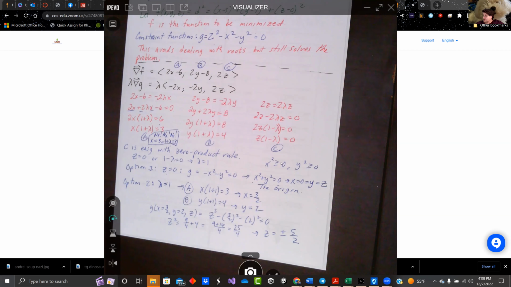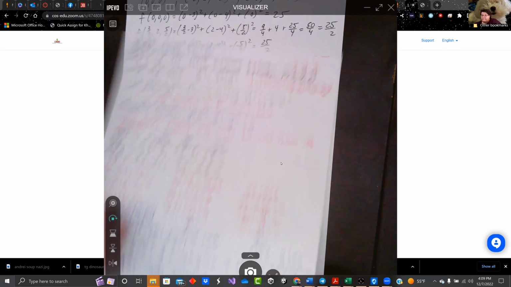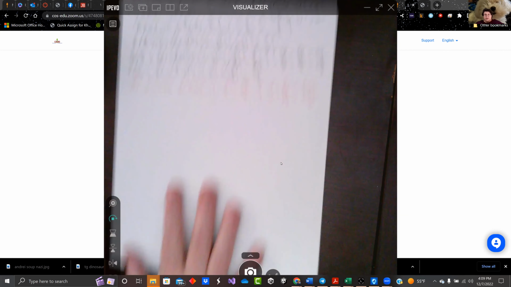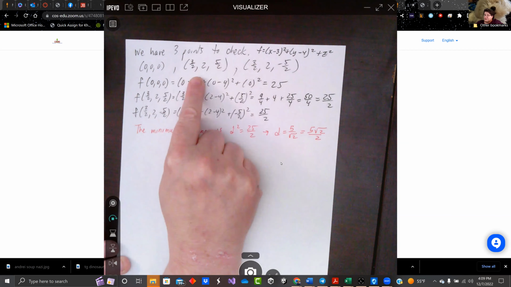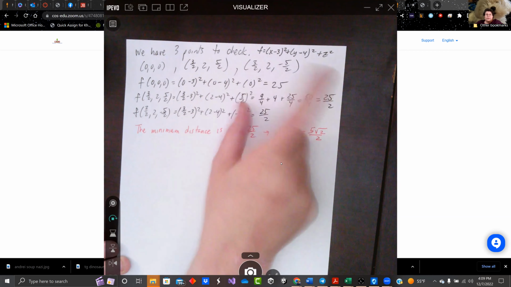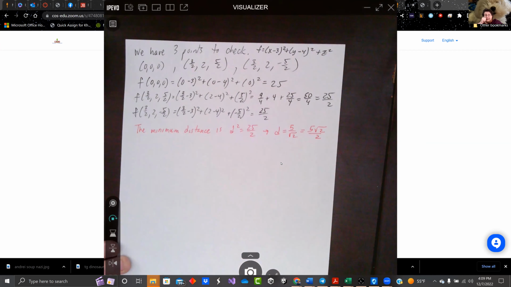Okay, so we've got 3 points to check. We've got the origin, we've got (3/2, 2, positive 5/2), and (3/2, 2, negative 5/2). If we go through and evaluate these all at f, we will see the origin gives us 25, and the other two give us 25/2.